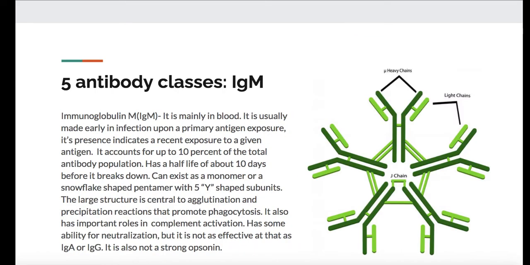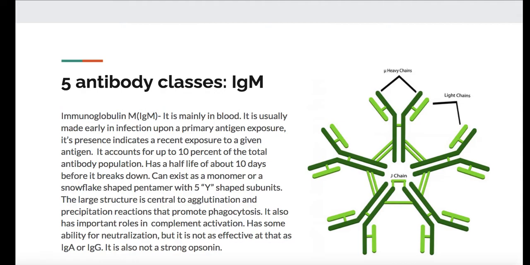The third one is immunoglobulin M. It is mainly in blood. It is usually made early in infection upon a primary antigen exposure. Its presence indicates a recent exposure to a given antigen. It accounts for up to 10% of the total antibody population. It has a half-life of about 10 days before it breaks down.